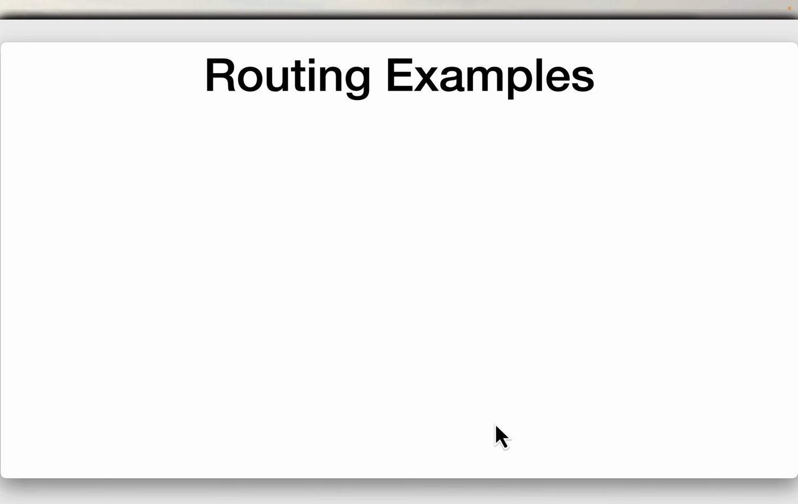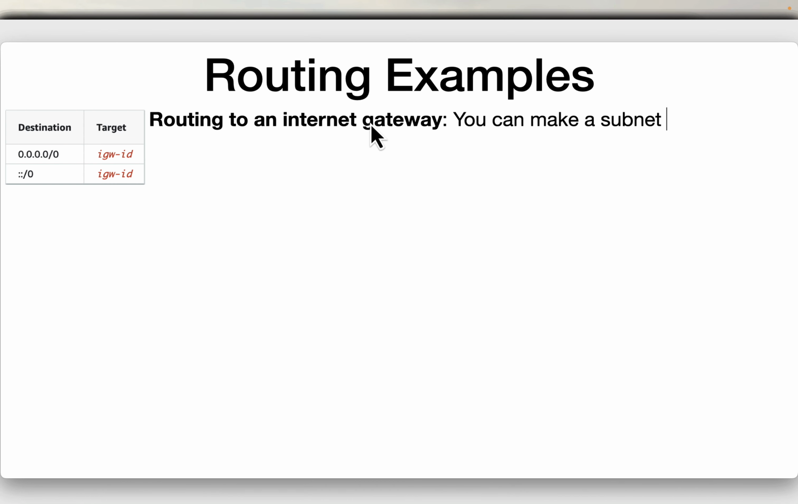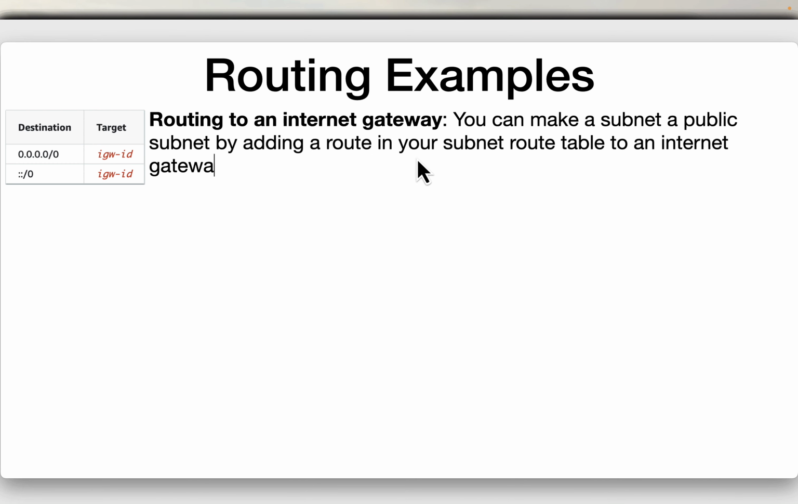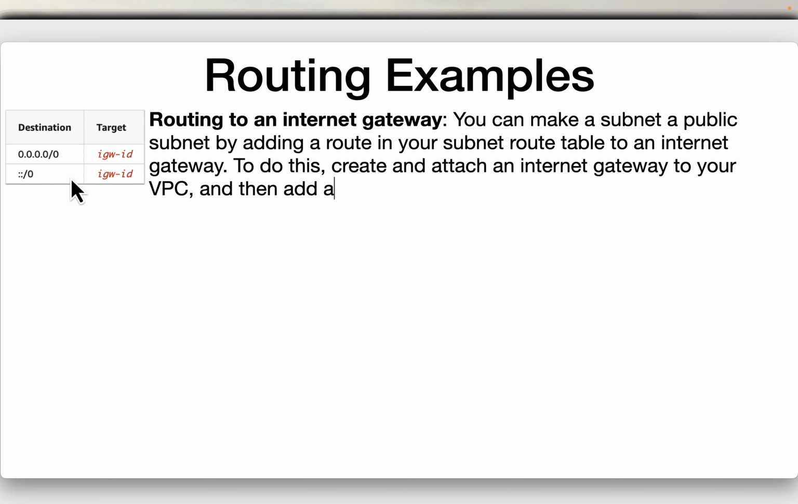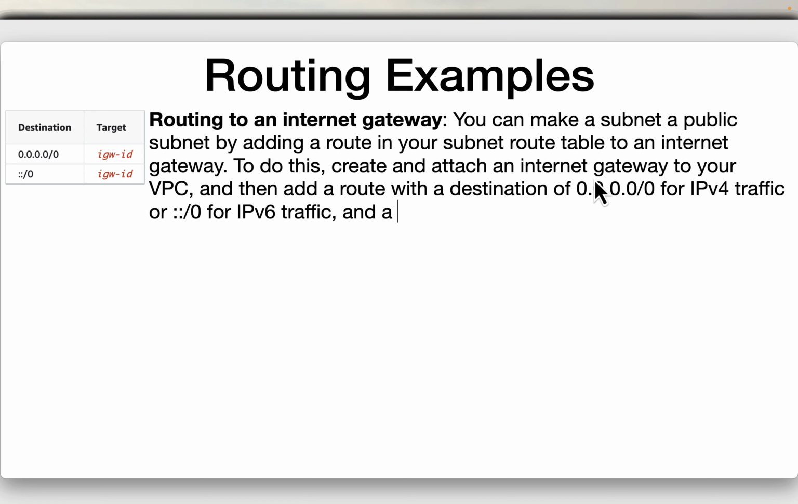Okay, some routing examples. Routing to an internet gateway. You can make a subnet a public subnet by adding a route in your subnet route table to an internet gateway. So something like this. This is for both IPv4 and IPv6. To do this, create and attach an internet gateway to your VPC, then add a route with a destination of 0.0.0.0/0 for IPv4, and IPv6 is like this. And the target should be this ID, so it will show up in the drop down.